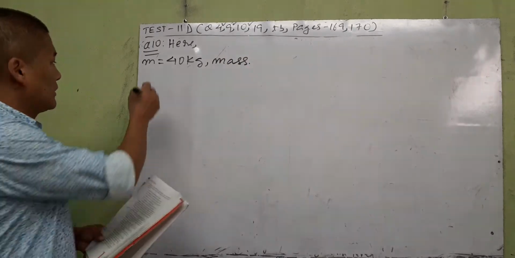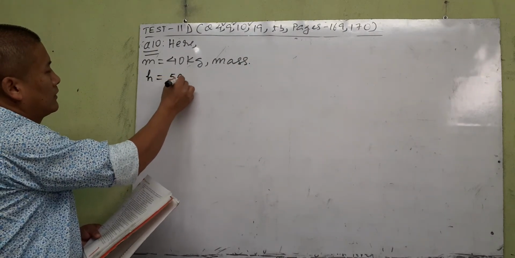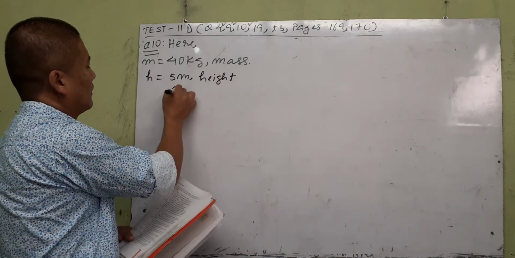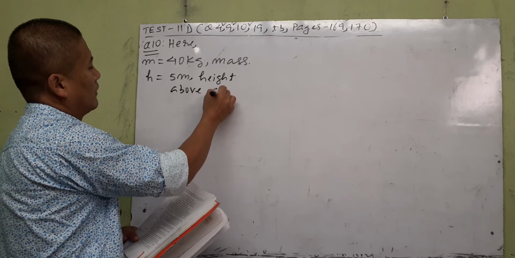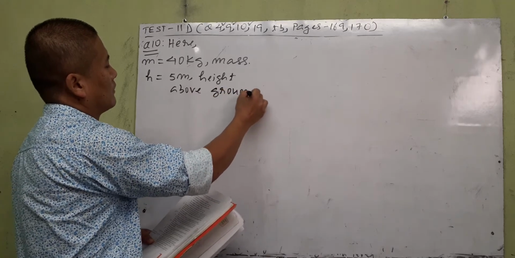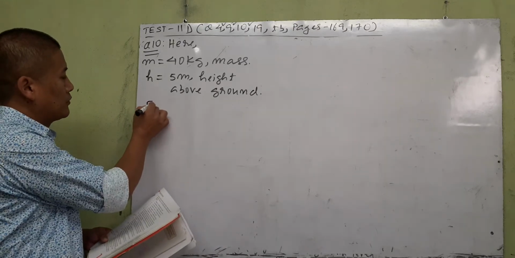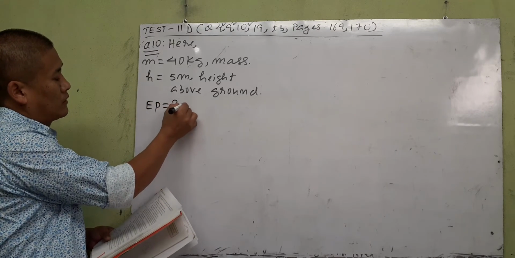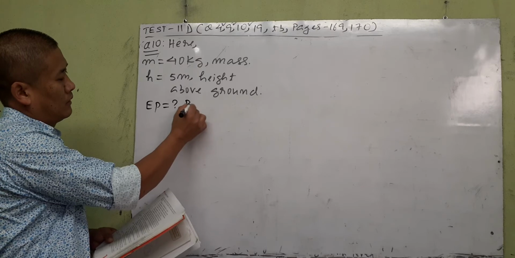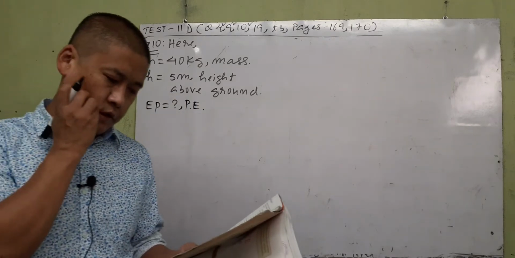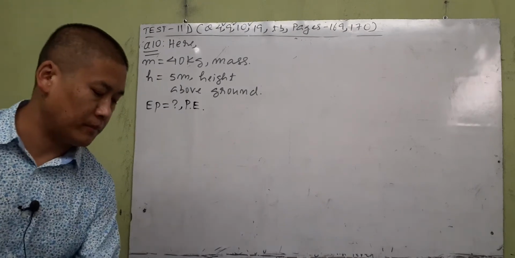Raised to a height means height above ground, 5 meter is the height above the ground, okay, above the ground. What is the potential energy? So let us just put EP, question mark, is the potential energy involved. If the object is allowed to fall, okay, that part we can do, second part.